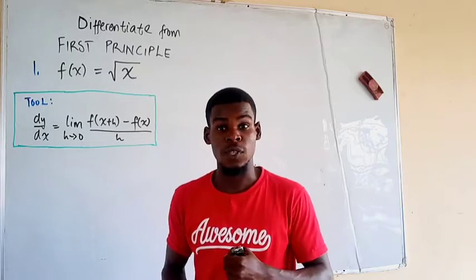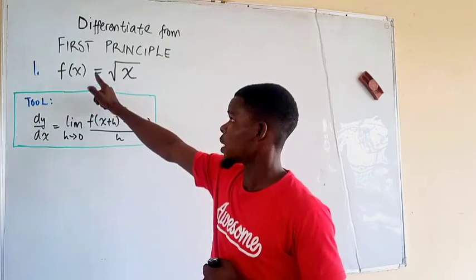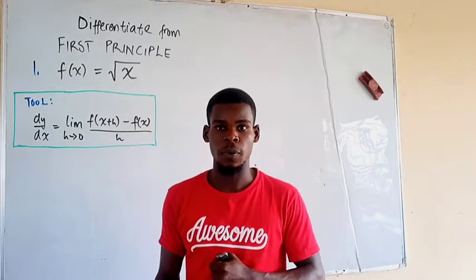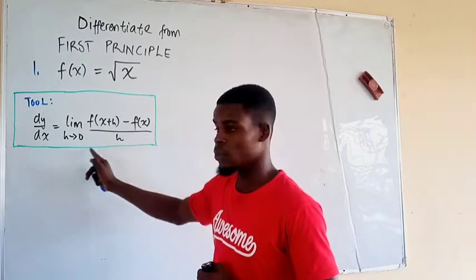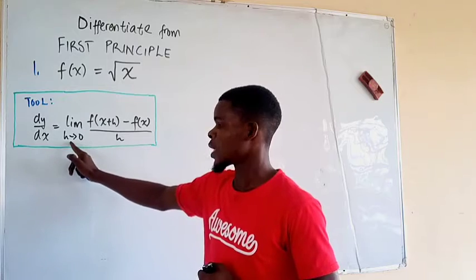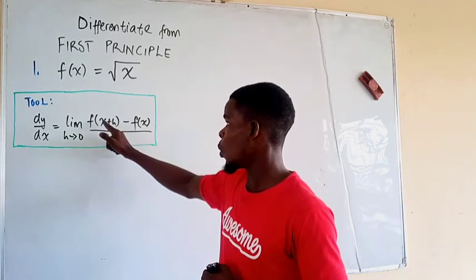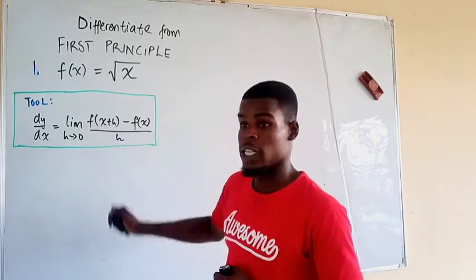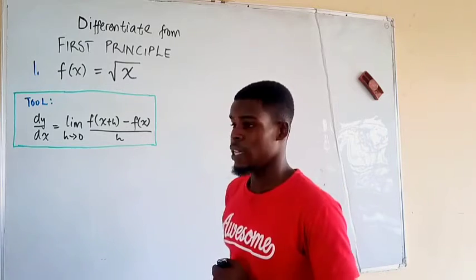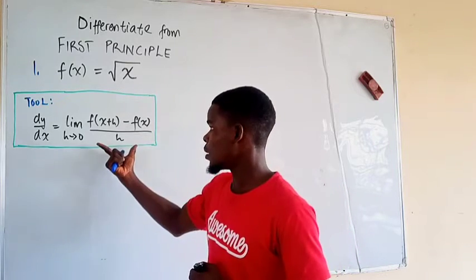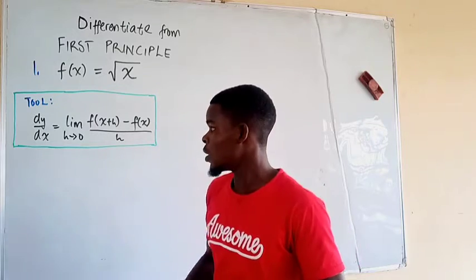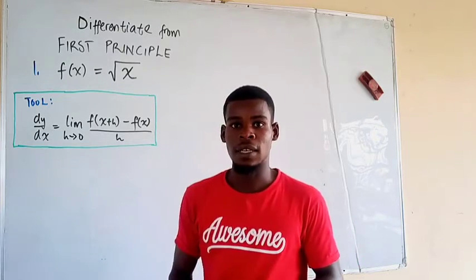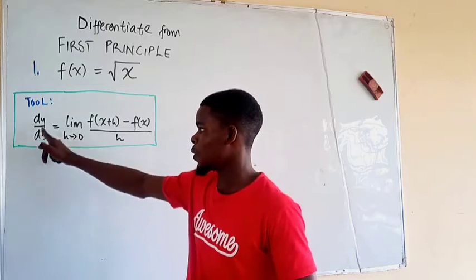Now in this video, we're going to differentiate this function, square root of x, from the first principle. Differentiating a function from the first principle, we make use of this tool. We take the limit as h tends to 0 of f of x plus h minus f of x, divided by h. When we take that limit, it will give us another function, and we call that the derivative of that function, y with respect to x.